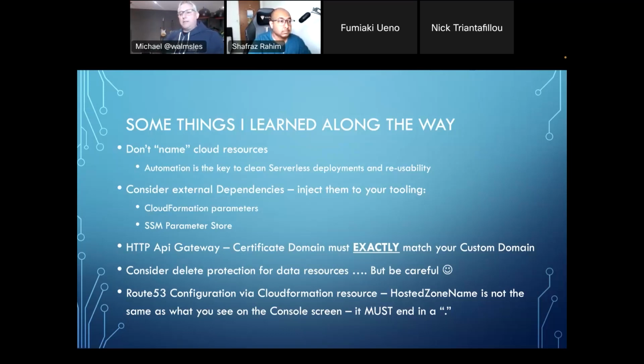With HTTP API gateways, the main thing I learned: your domain in the certificate must exactly match the custom domain that you're deploying on API Gateway. If it doesn't, it's not going to work. It's just going to fail, which is really annoying because it doesn't actually tell you why it failed. It just fails. And it's not until you try and set up manually that you get more of an insight into why it failed. Classic AWS CloudFormation, that one.